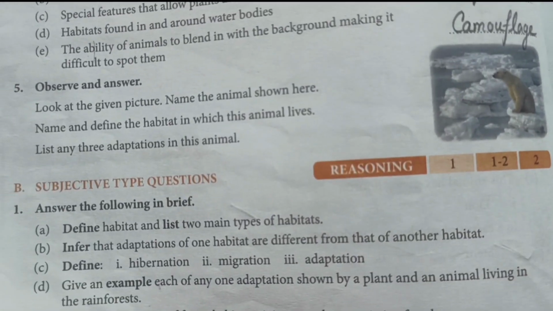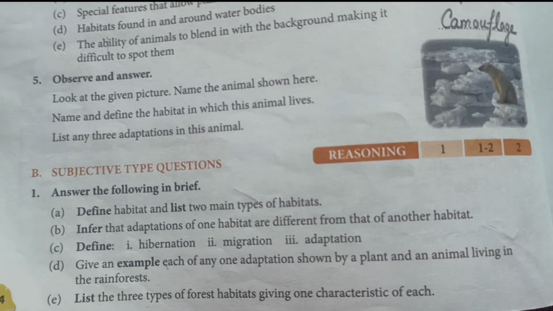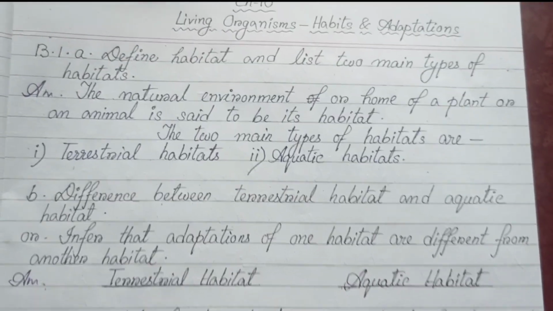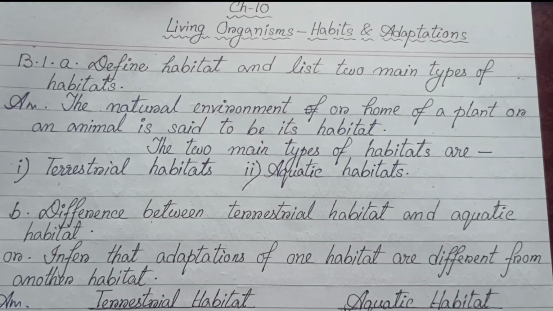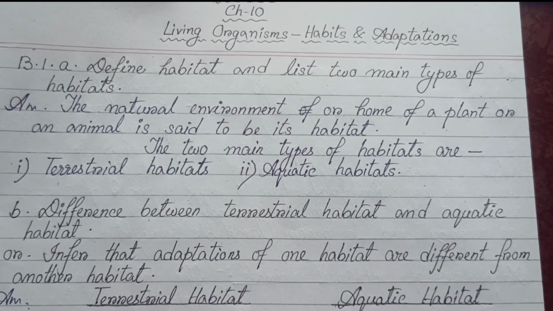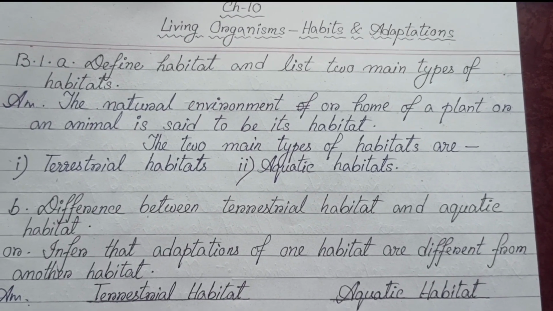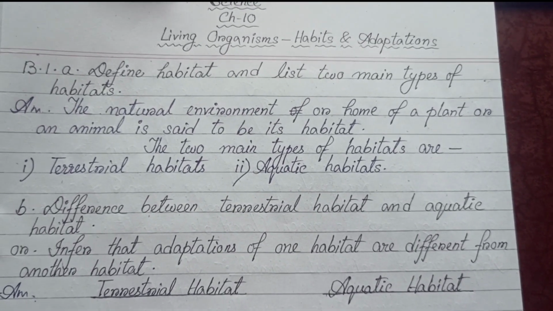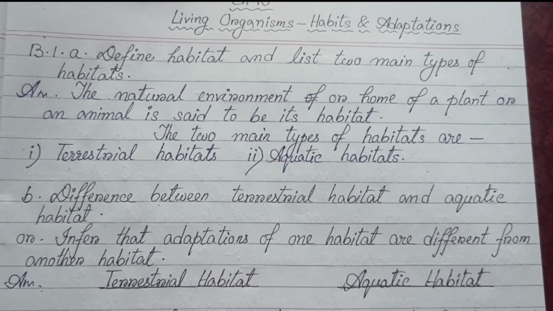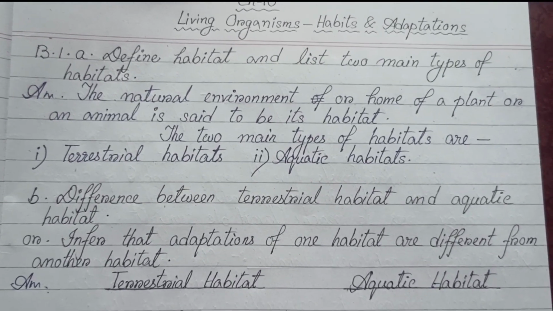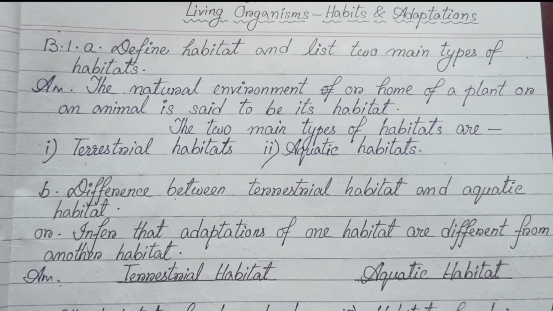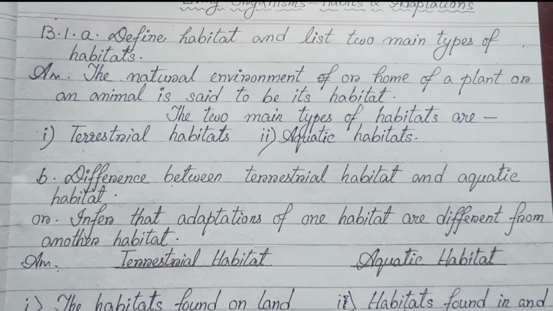Now it's time to solve the question answer part. Let's see. Okay, so B1, A, define habitat and list two main types of habitats: the natural environment or home of a plant or an animal is said to be its habitat. The two main types of habitats are terrestrial habitats, aquatic habitats.